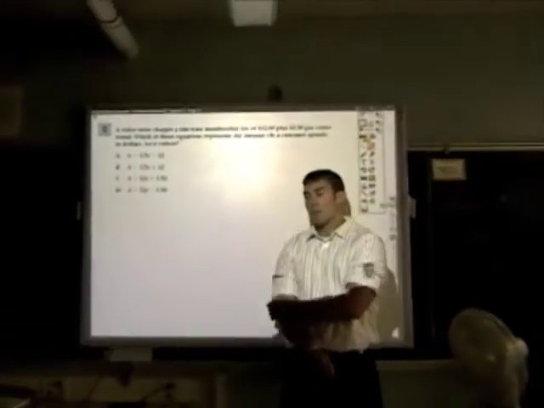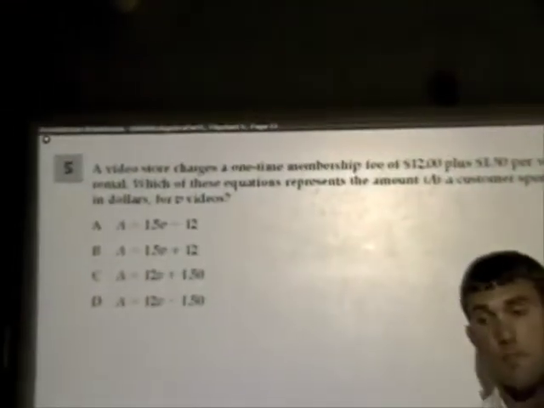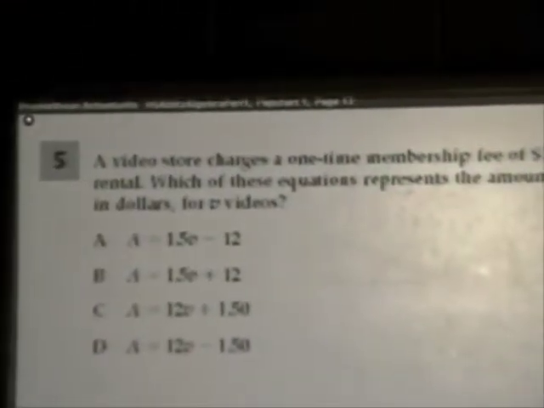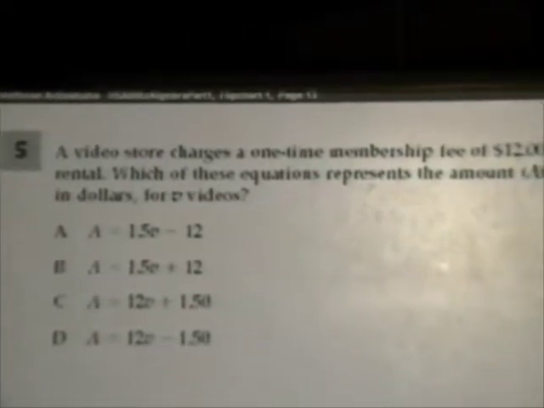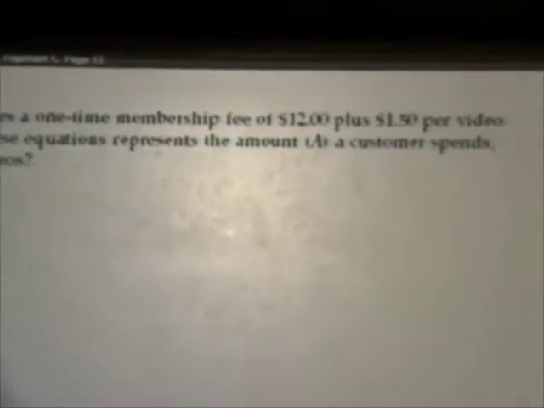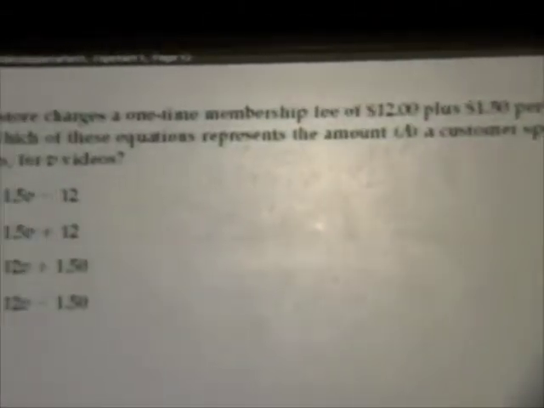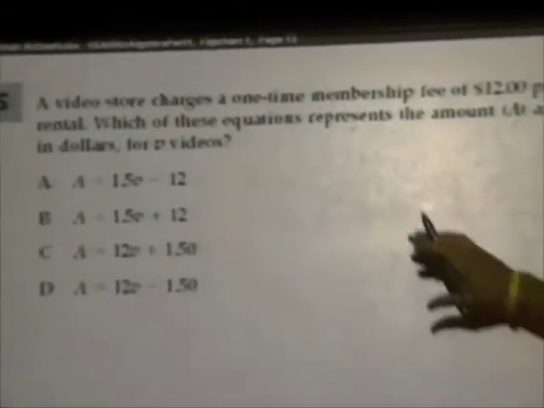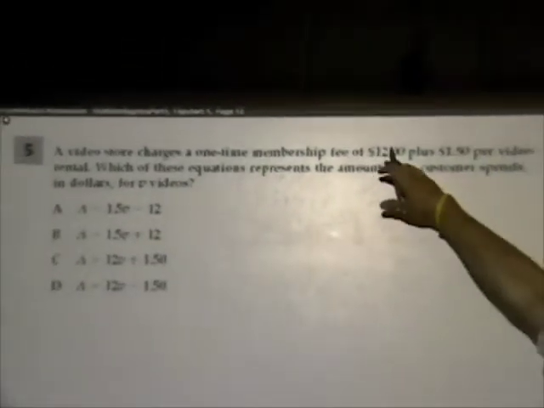All right, so moving along. What does that look like instead of a table? We have some text that we need to break down. Well, equations are actually in a text. We just have to make sure that we eliminate all those words that the English teachers like to pay attention to. All right? So, a video store charges a one-time membership fee of $12 plus $150 per video.